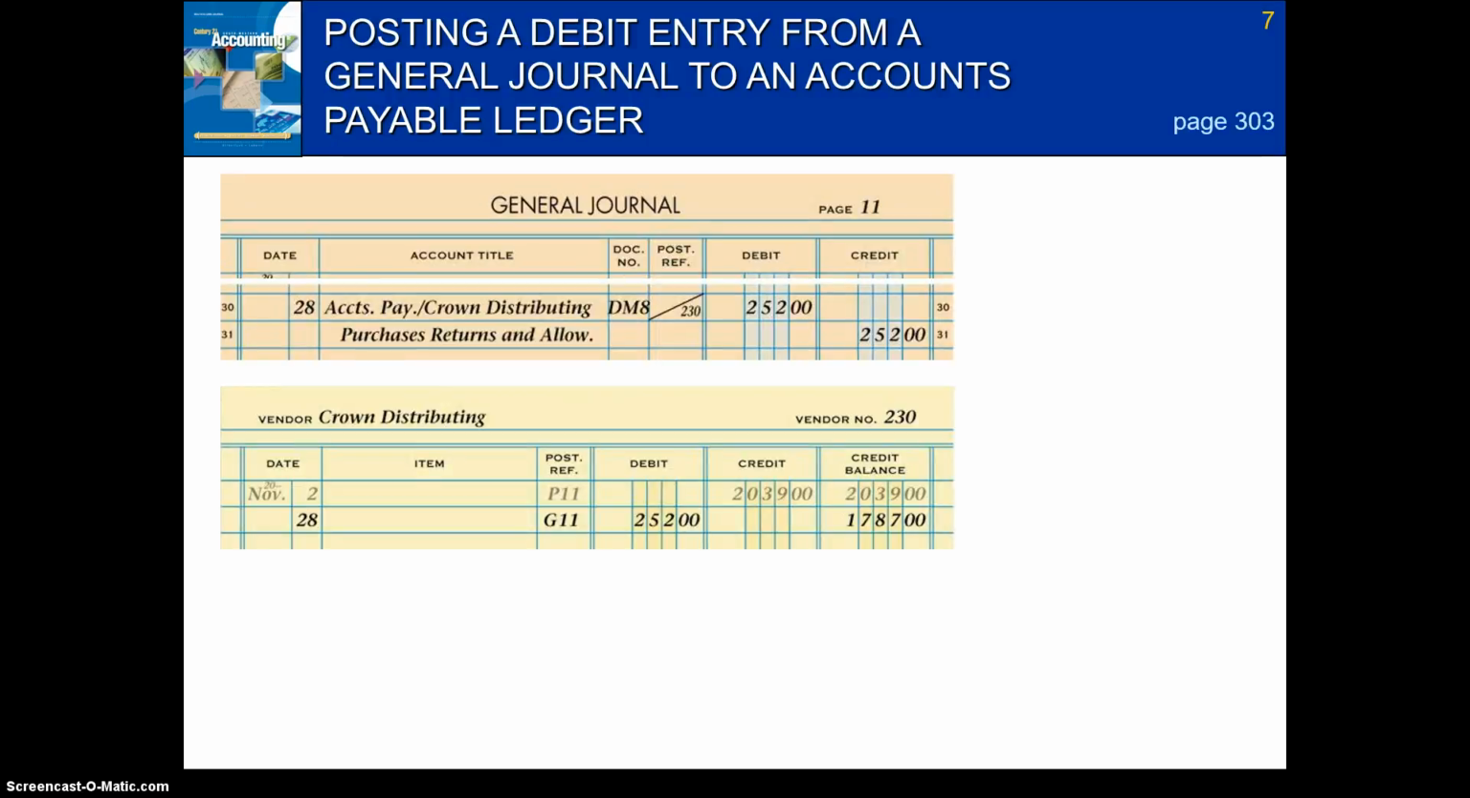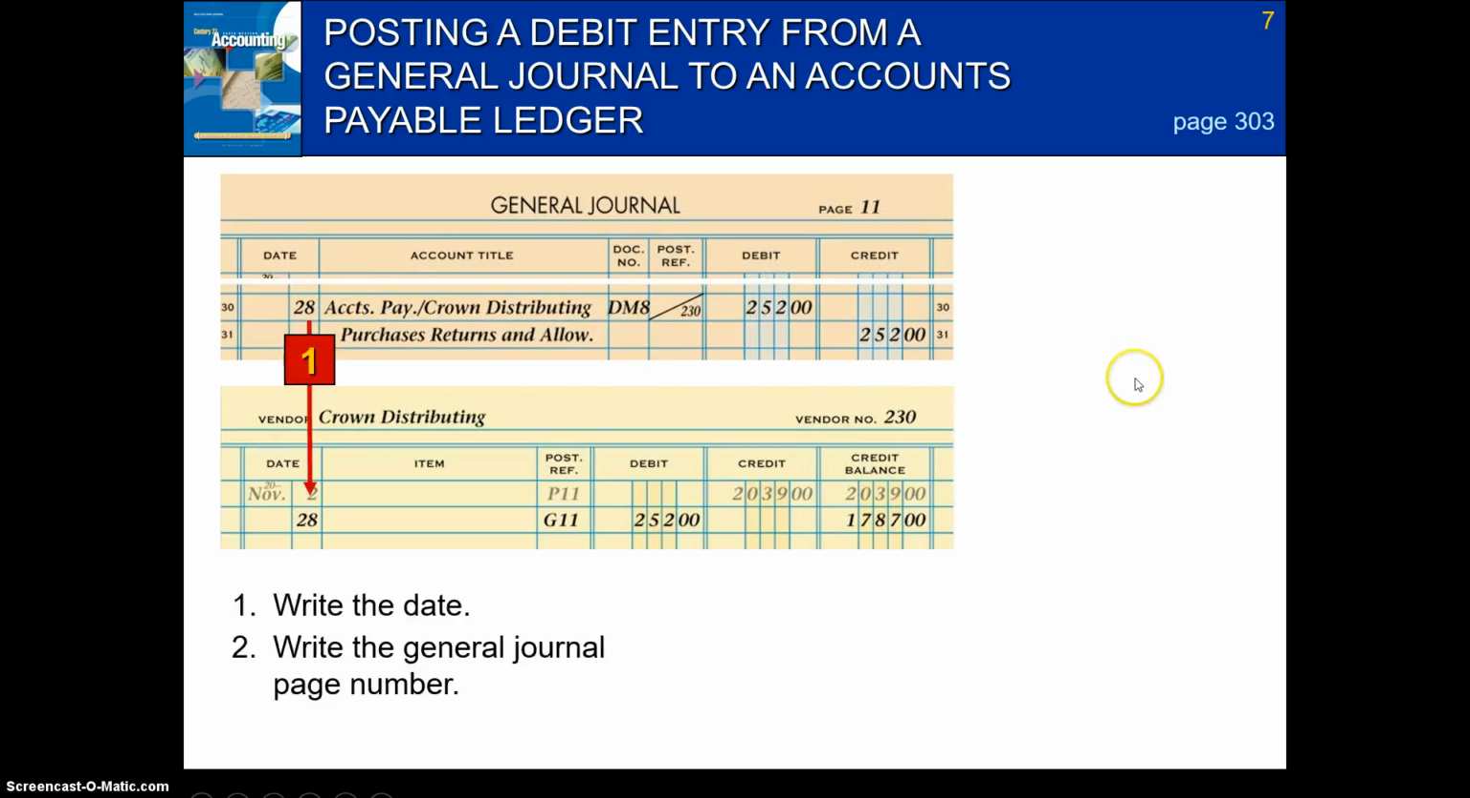The next one we're going to do is we're going to post a debit entry from a general journal to an accounts payable ledger. Same thing, only we're recording a debit instead of a credit. We're going to put in the date. We're going to put in the G11. And this time, because it looks like we had a return, we returned some things to Crown Distributing. And so they're going to take that off the amount we owe. So that's why it's a debit. So we're going to record that debit in the debit column.